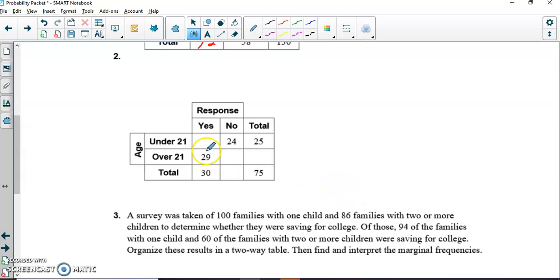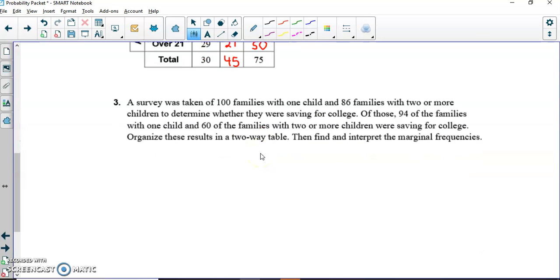Okay, so this one should be a 1 because 1 plus 29 is 30. Right here, this should be a 50 because 25 plus 50 is 75. This is a 45. 30 plus 45 is 75, and this is a 21 because you can look at it either way. You can go down, right? 24 plus 21 is 45, or 29 plus 21 is 50. All right, so let's take a look at number 3.